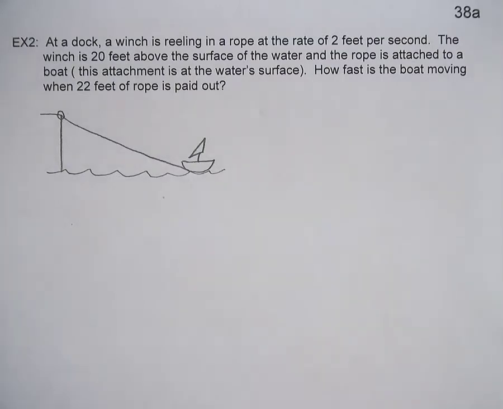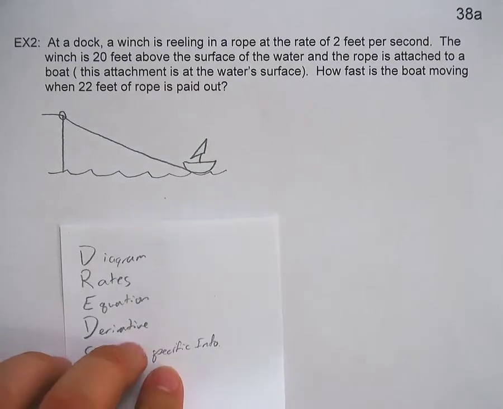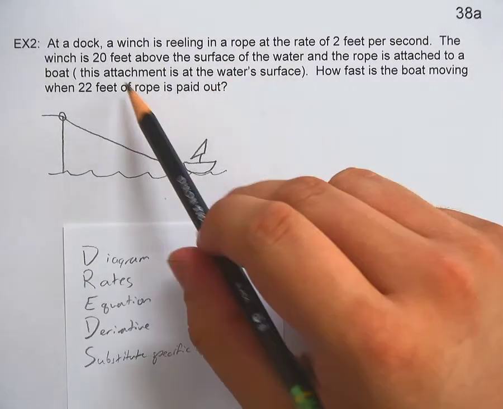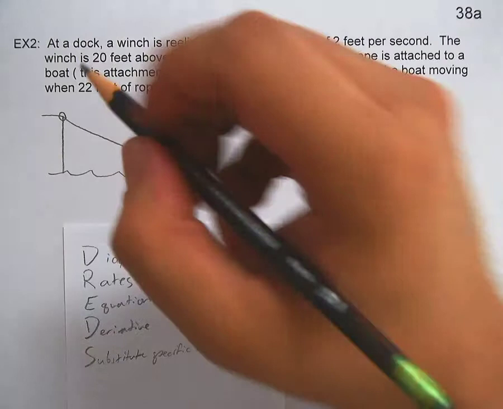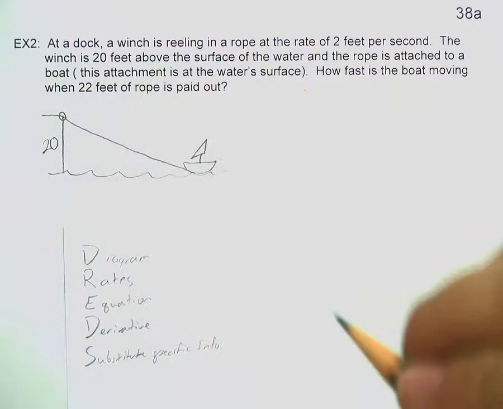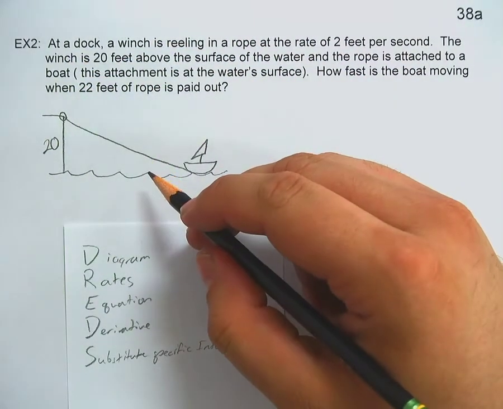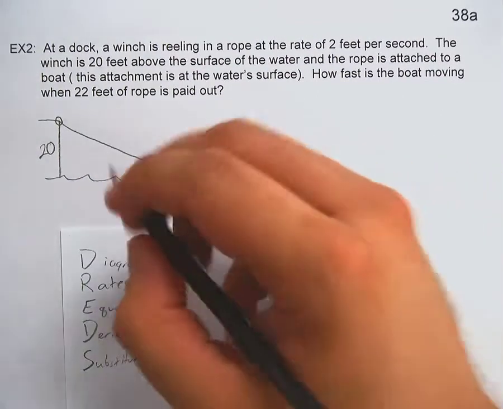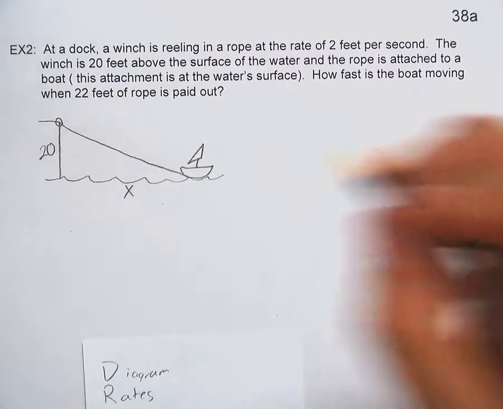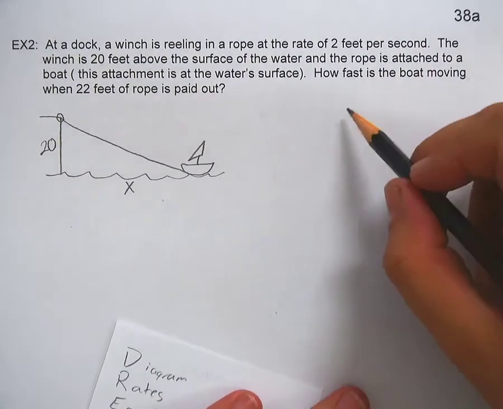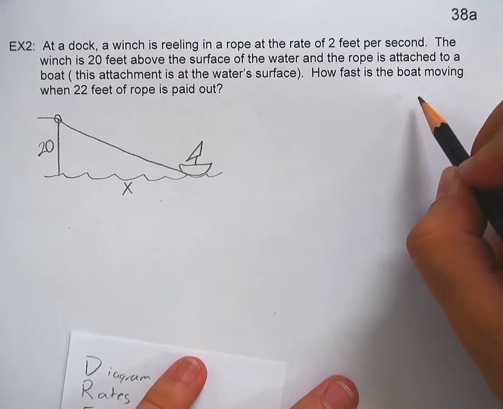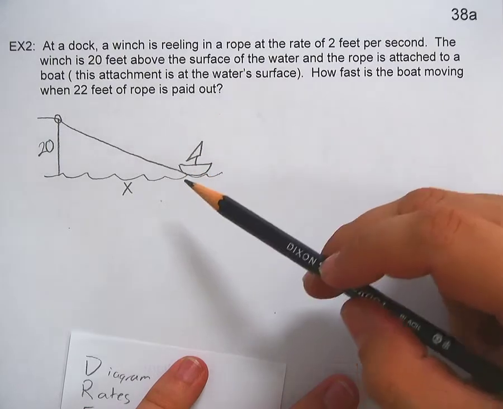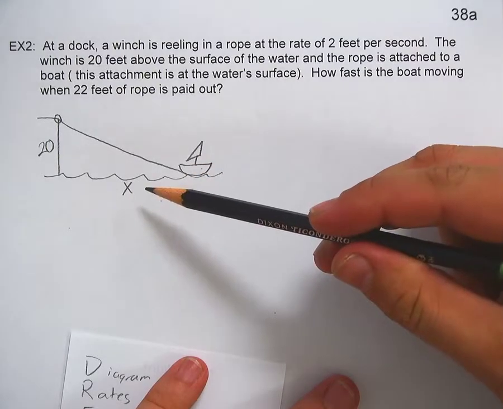So first, DREADS, my diagram. I've got my diagram drawn. Let's go ahead and label some stuff they gave me. It's 20 feet above the surface of the water. Now, do we know what the x value is here, the distance from the dock to the boat? No, we don't, but we know that this is going to be x. And one of the things they're actually asking us is how fast is the boat moving when there's 22 feet of rope paid out? They want to know how fast the boat is moving along x.